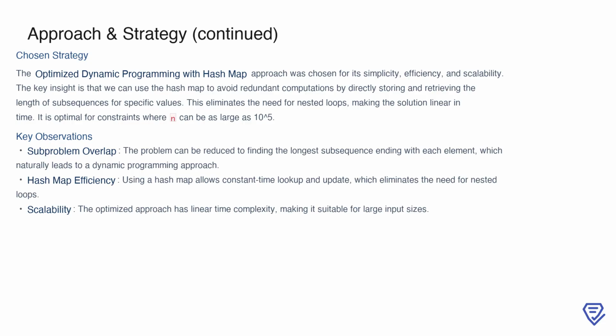The problem naturally lends itself to a dynamic programming solution because it can be broken down into smaller overlapping subproblems, such as finding the longest subsequence ending at each element. The hash map further enhances efficiency by enabling constant time lookup and update operations. With this combination of techniques, the solution is highly scalable, making it ideal for constraints where the array size can be as large as 10 to the power of 5.